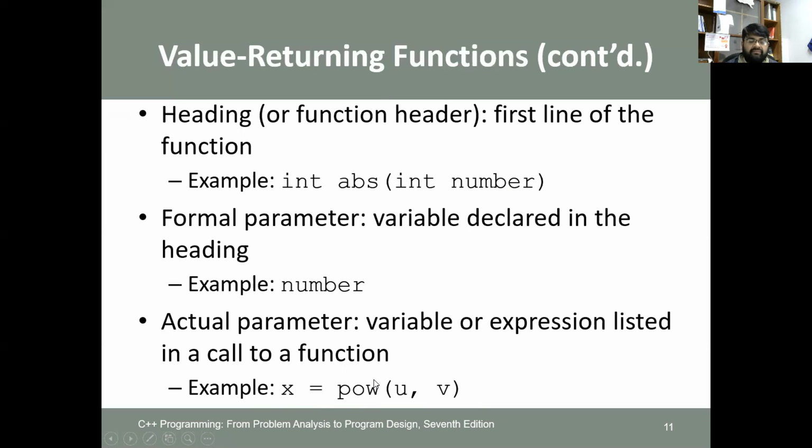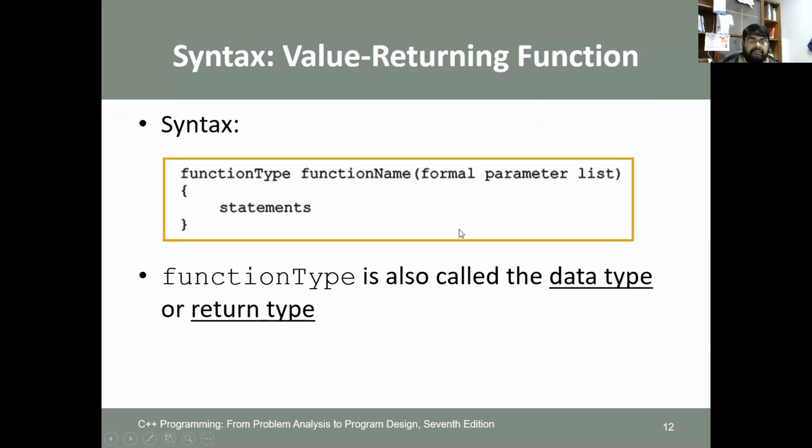In this example, they have stated pow(u, v). So u and v are the actual parameters, while the ones present in pow, int x and y, are the formal parameters. The x and y are your formal parameters. We'll see those examples as we go.